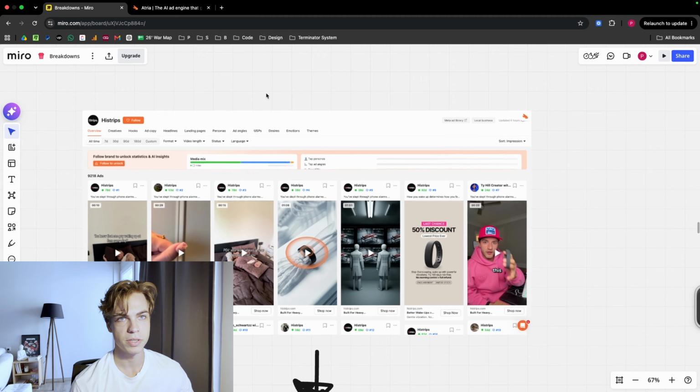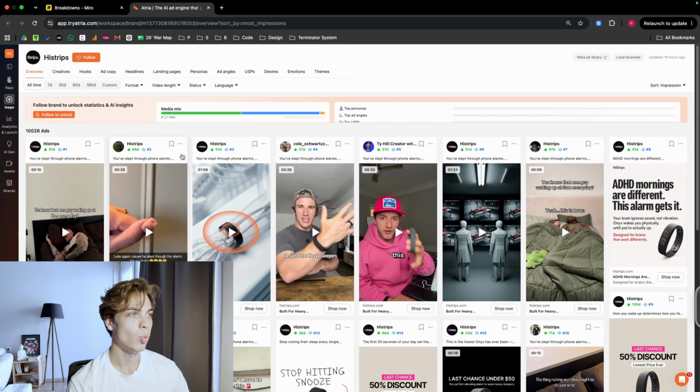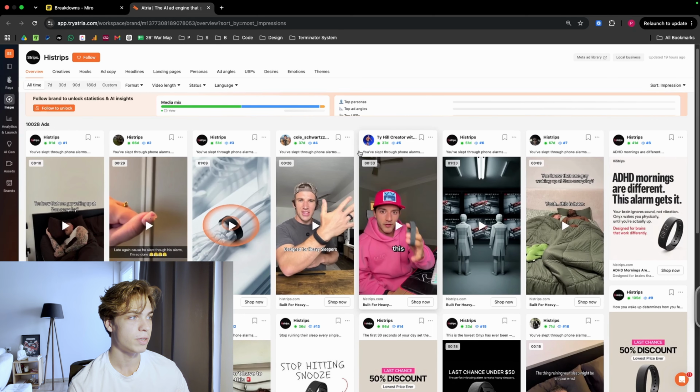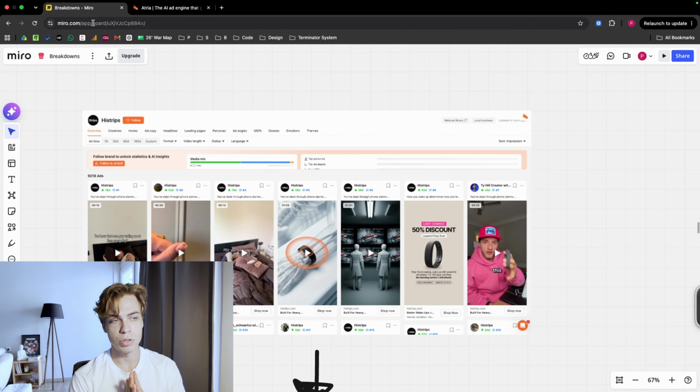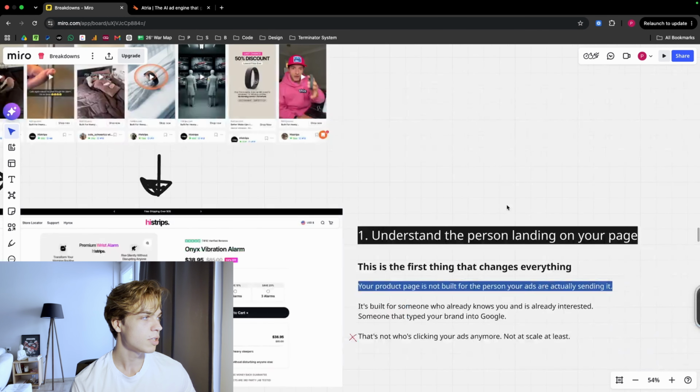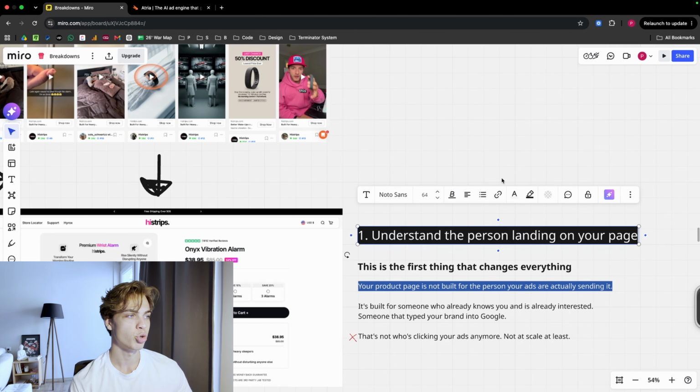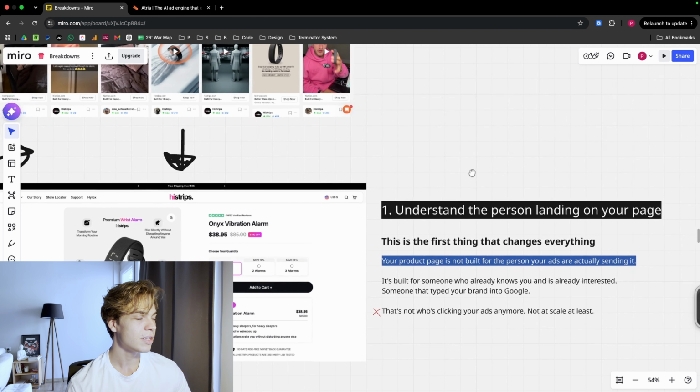So this is the brand that I basically found. It's a completely random brand. I just found it on HUI. As you can see, it's called High Strips, and this is what their recent ads or their top performing ads basically look like. And first of all, the first thing that you need to understand is the person landing on your page. And now this is the first thing that basically changes everything, right? Pay close attention to this.